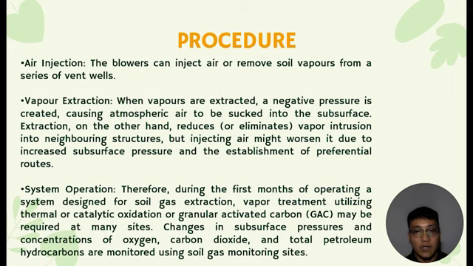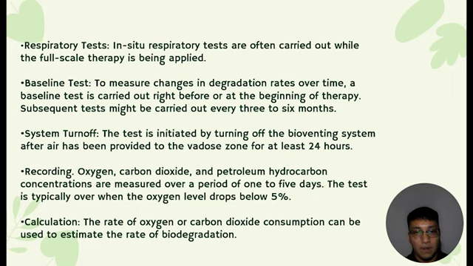Next is system operation. During the first months of operating a system designed for soil gas extraction, vapor treatment utilizing thermal or catalytic oxidization or granular activated carbon may be required at many sites. Changes in subsurface pressure and concentration of oxygen, carbon dioxide, and total petroleum hydrocarbons are monitored using soil gas monitoring sites. Moving on to respiration tests.